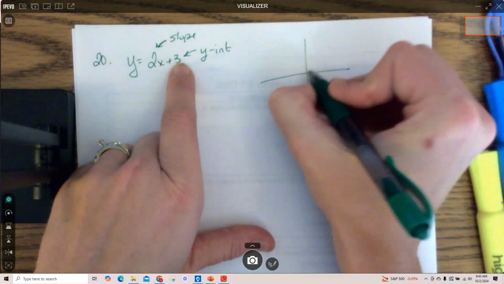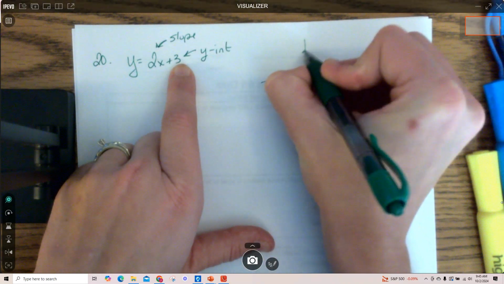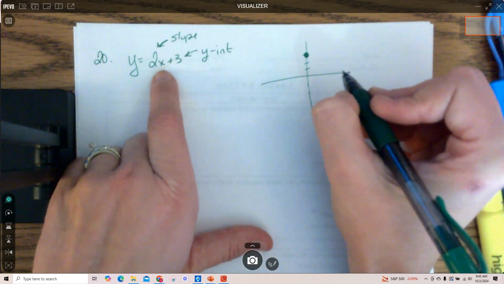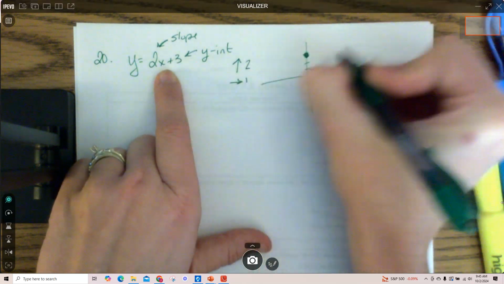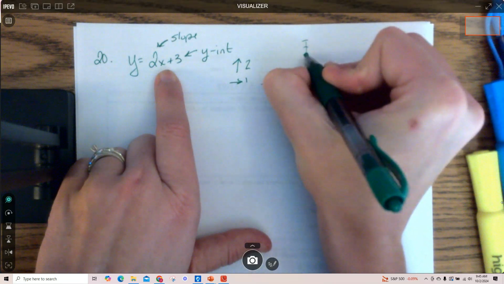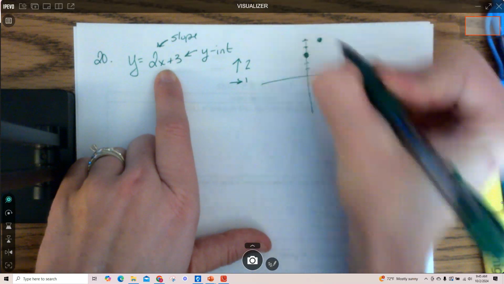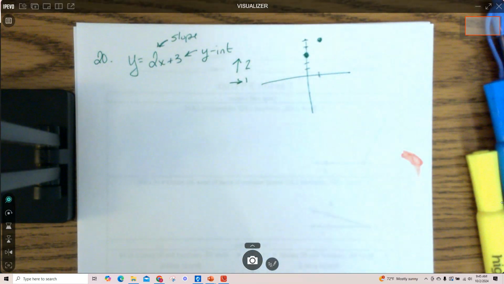Okay. Y-intercept. So go up to where y is 3. And then slope is 2. That means you're going to go up 2 over 1. So count up 2 over 1. And that's your line.